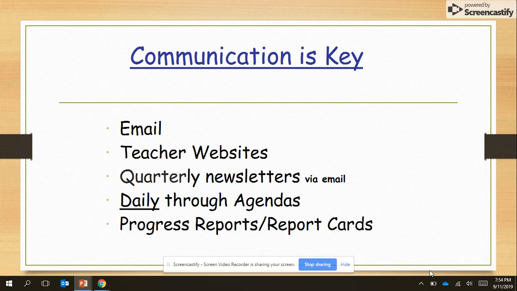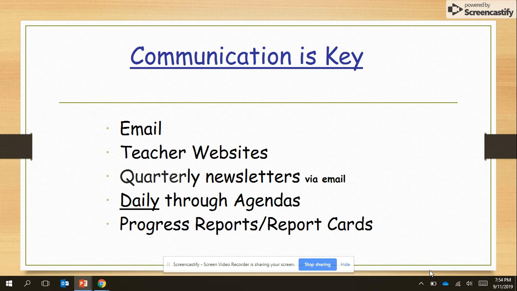Daily through agendas. Some students, if they are struggling with their academics, will require a parent's signature in their agenda just to make sure that the parent is staying on track and keeping up to date with their child and their subjects. Progress reports and report cards.